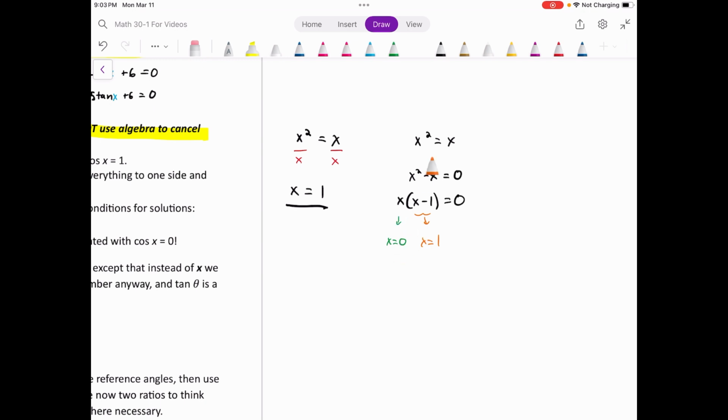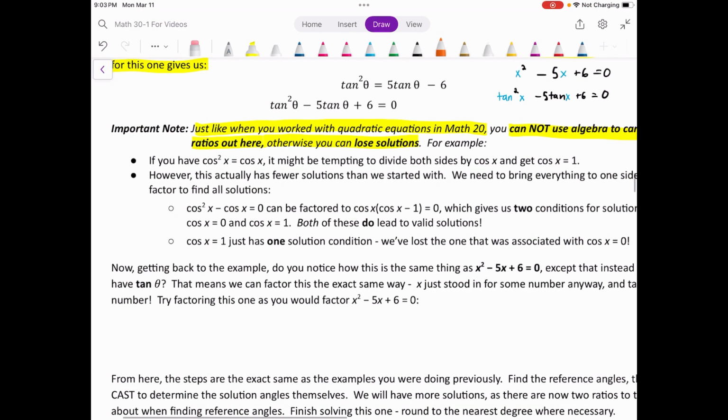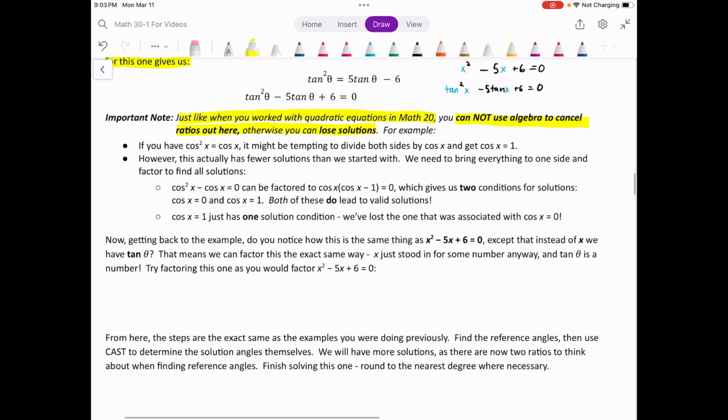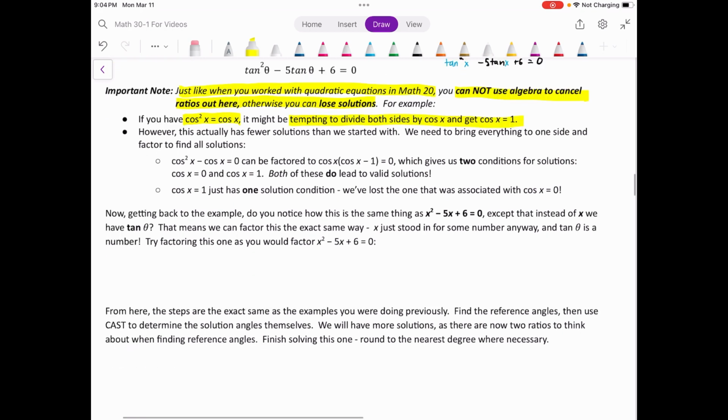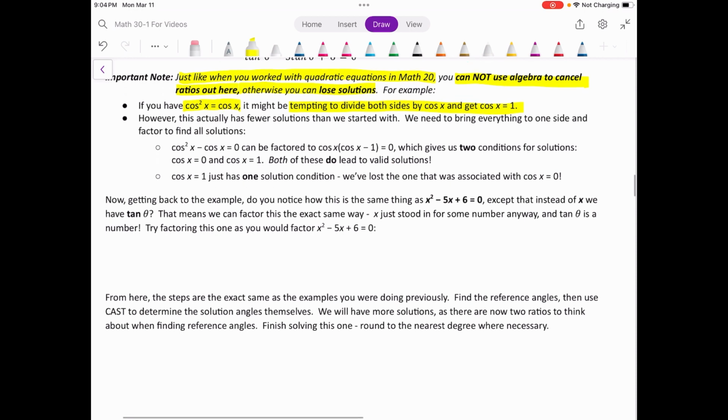Sure enough, they are both solutions. 0 squared does equal 0. 1 squared does equal 1. So just be careful about that, okay? To give a trig example, it's actually basically the same example. If you have cos squared x equals cos x, for example, it might be very tempting to divide both sides by cos x and get that cos x equals 1. And then there you go. You know that x is 0 degrees because cos of 0 is 1, right?